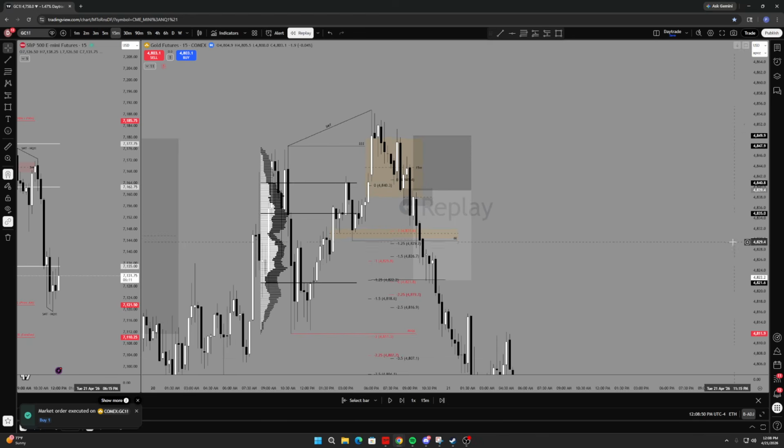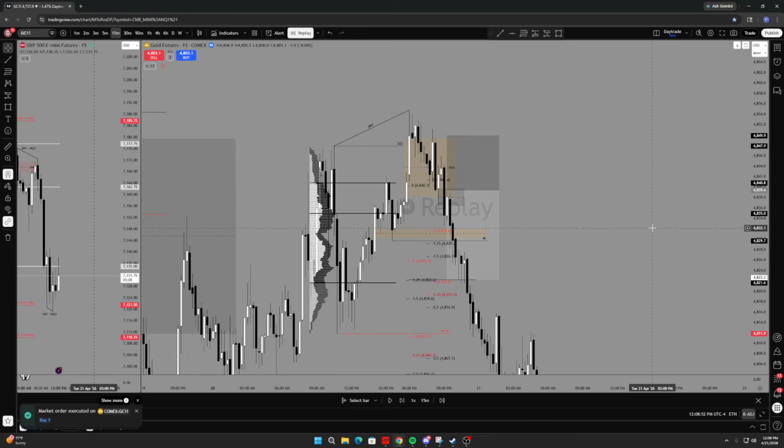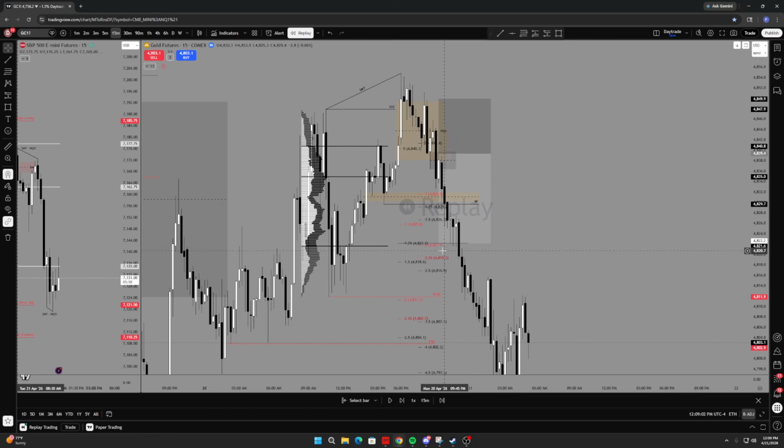And yeah, this is pretty textbook sell model. Everything that I wanted to see throughout the trade continued to happen. My ideas were not being invalidated. They were all playing out the way they were supposed to. And TP was ultimately perfect.